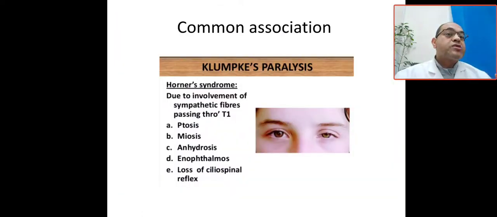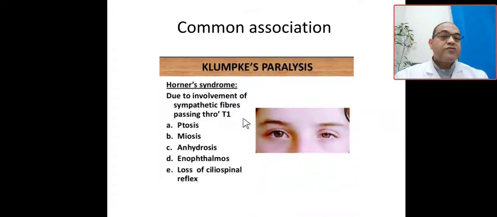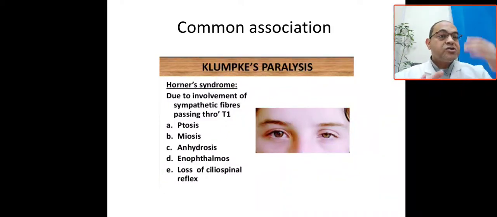A common association with Klumpke's paralysis is that the sympathetic fibers are also involved. Actually, T1 will be associated with Horner syndrome. What is Horner syndrome? Ptosis, miosis, anhidrosis, enophthalmos, and loss of the ciliospinal reflex. Ptosis is dropping of the eyelid. Miosis is a small pupil. Anhidrosis is dryness. Enophthalmos, and loss of the ciliospinal reflexes.